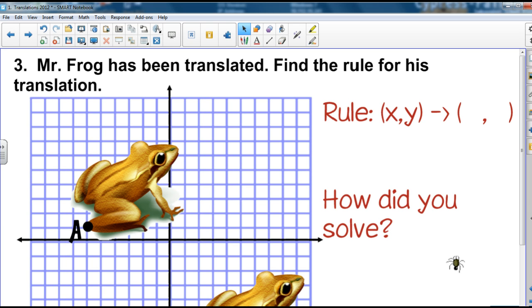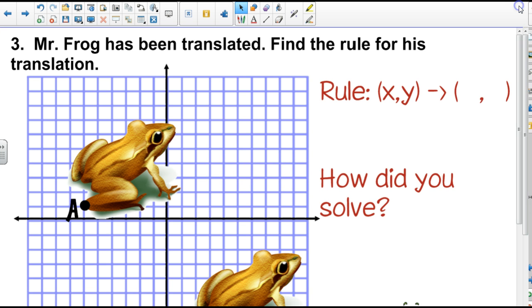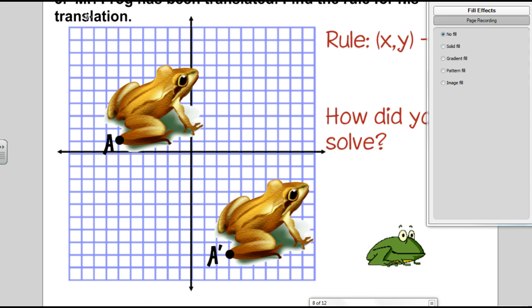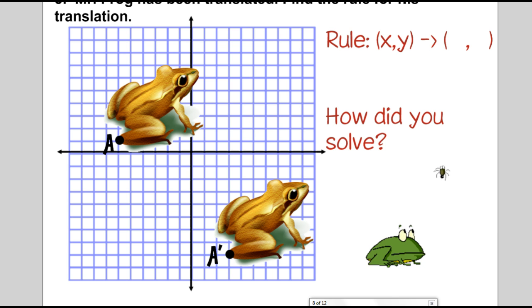So you have to have a reference point that matches on each part. I was just using his lower hind leg and then comparing it to where his lower hind leg ended up. So I helped you by putting A and A prime. So let's do the x value first. Which way are we going, left or right? We're going right, and so now we need to count how many. 1, 2, 3, 4, 5, 6, 7, 8, 9. So we went to the right and we went 9.